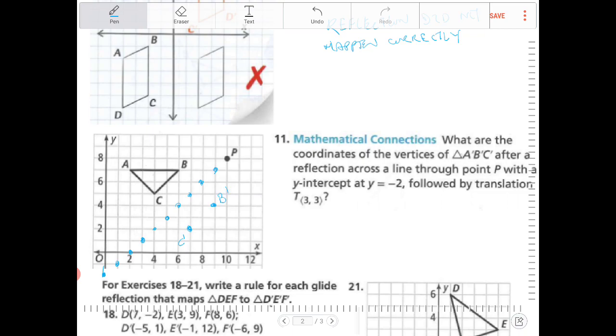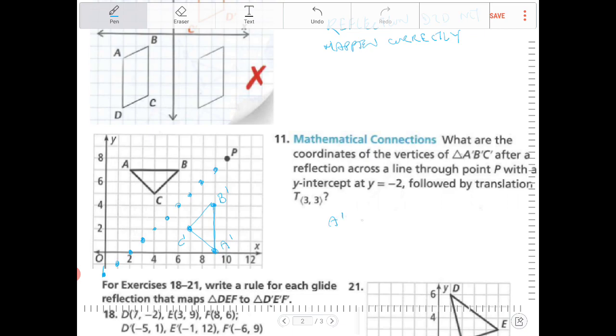And where will A prime end up? Let's see here. 1, 2, 3. 1, 2, 3. It will end up over here. So this is my triangle. Alright. And then I'm going to be translating this 3 to the right and 3 up.